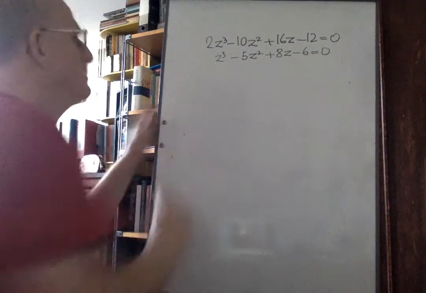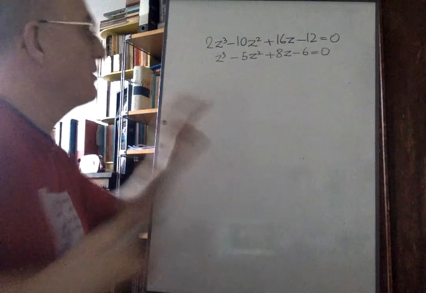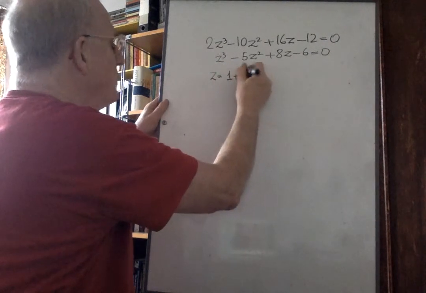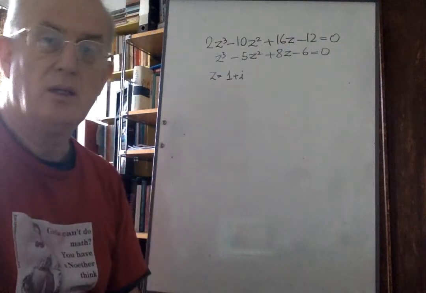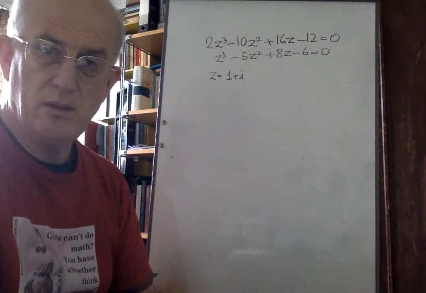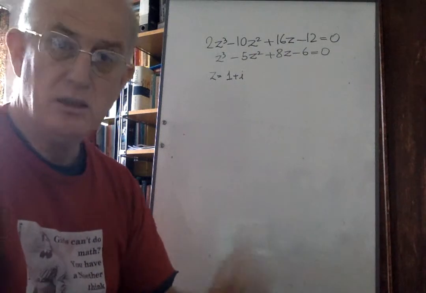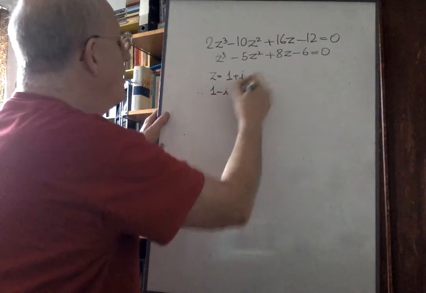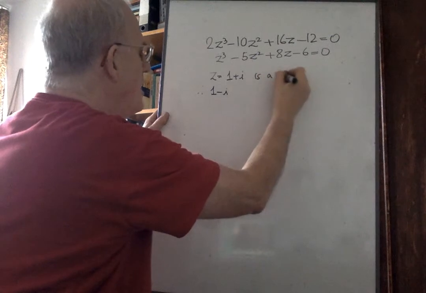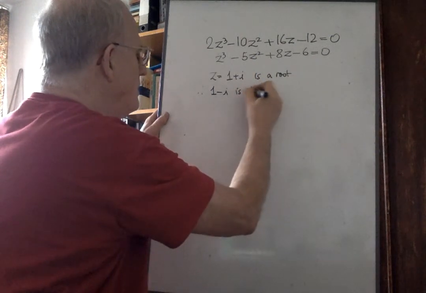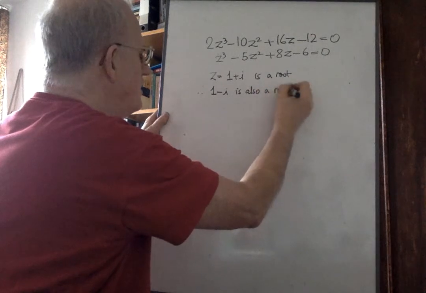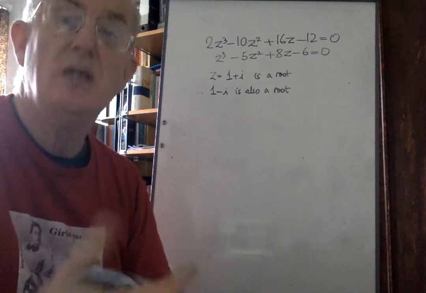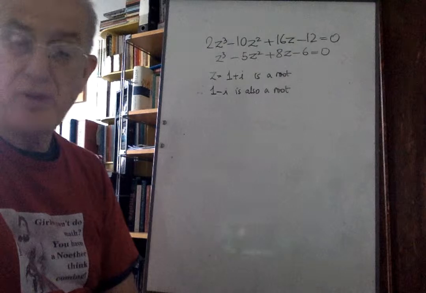Second example, so this is an easier one. Suppose I had exactly the same equation, but I'm told to start off with that 1 plus i is a root. Then I know straight away a second root, 1 minus i, is a root. If you have any complex root, its conjugate is also a root. So I've only got the third root to find.